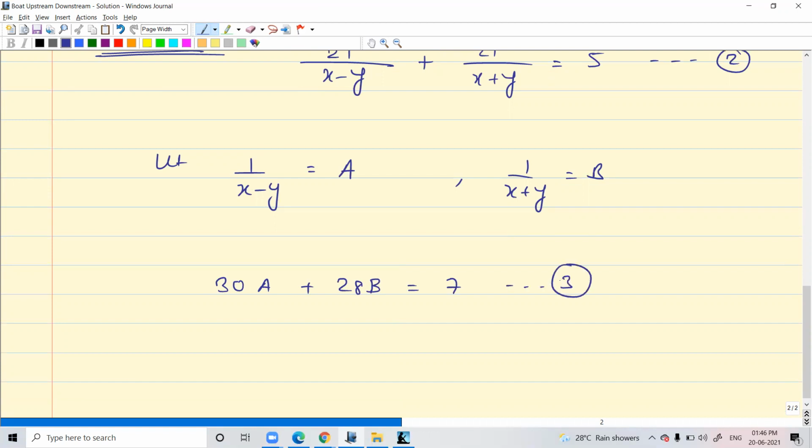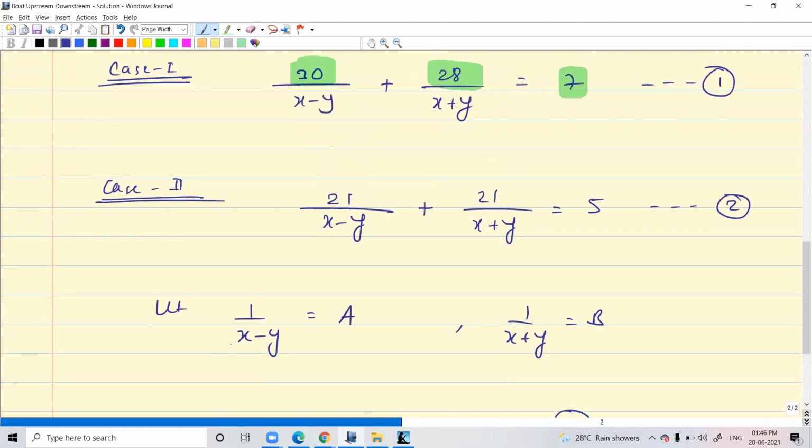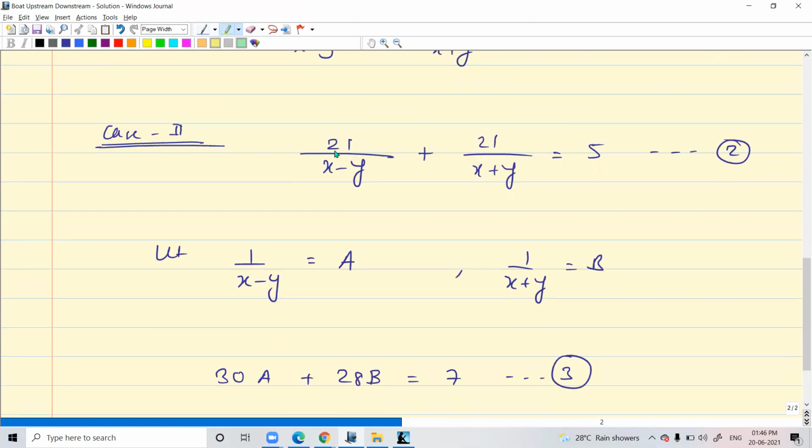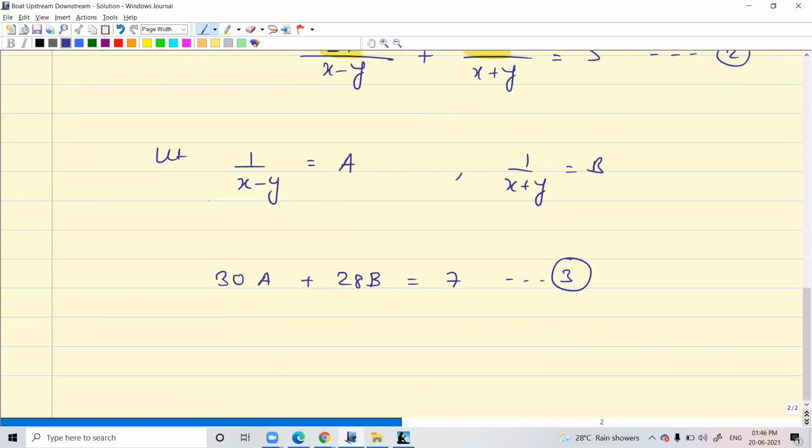Since we have written it in a different form, let me give it a new name. Let's call it equation 3. And the second equation, what would it become? 21A plus 21B is equal to 5. So now you have your pair of equations in two variables. Instead of x and y, we have the variables A and B over here, but the logic is the same. You'll solve it using the same logic, either elimination, substitution, or cross multiplication, whatever method you like.